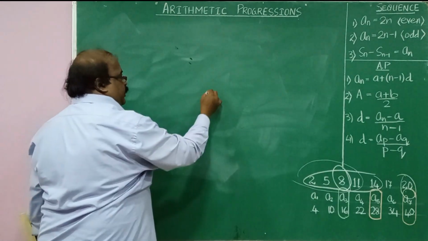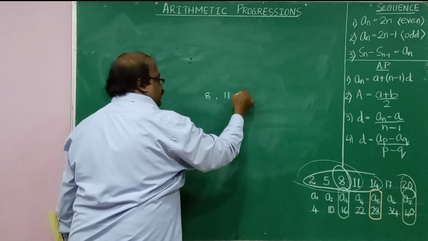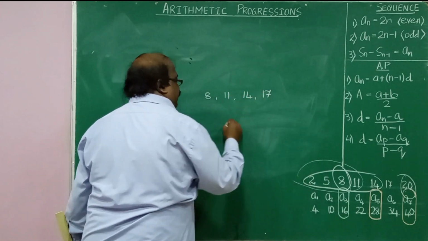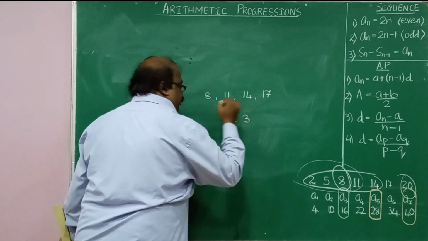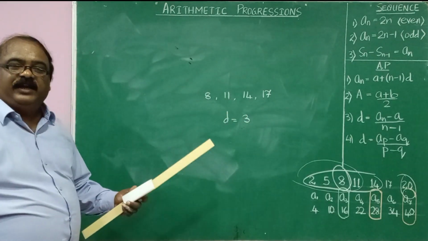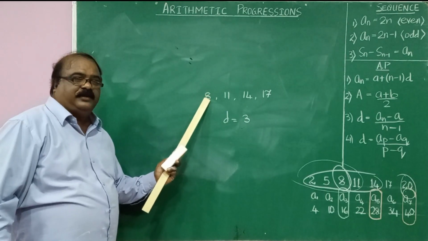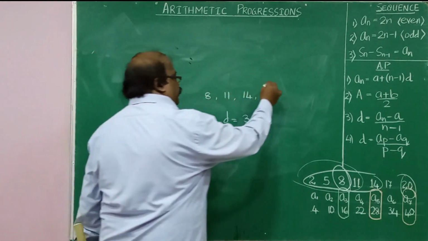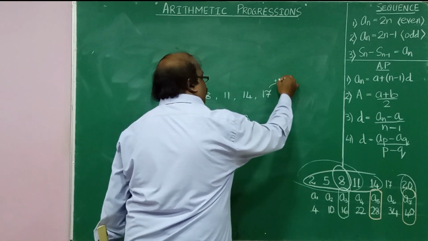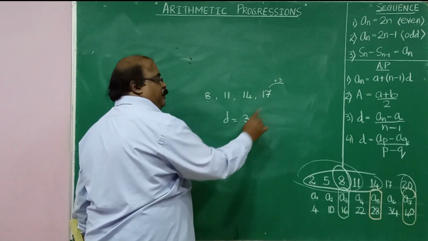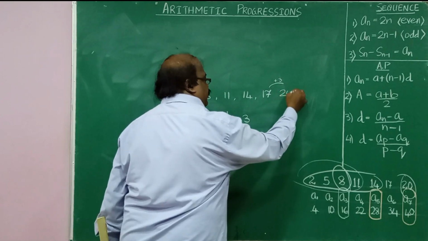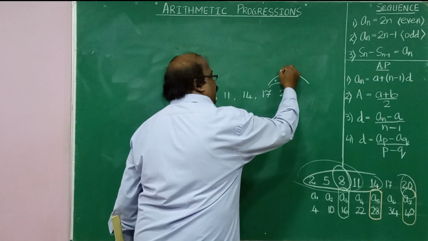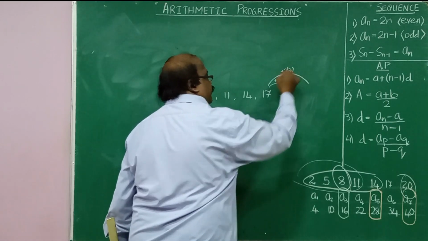For a given arithmetic progression, 8 plus 3, 11, 11 plus 3, 14, 14 plus 3, 17. In this arithmetic progression, the common difference is 3. 11 minus 8, 3. 14 minus 11, 3. If I want the next term, I have to add the common difference. What was the common difference? 3. What is 17 plus 3? 20.